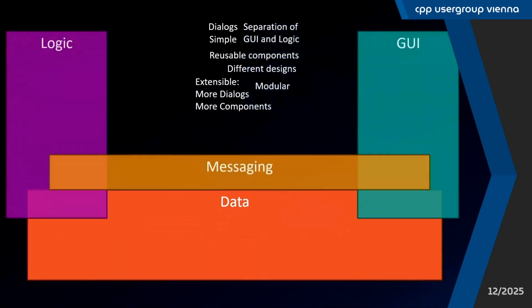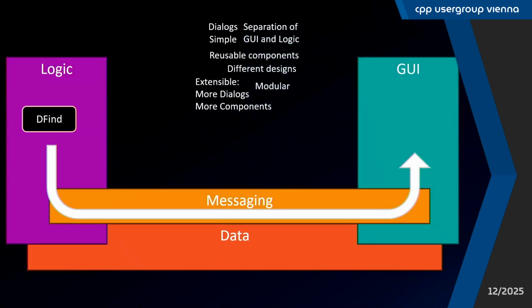Okay, now we've seen the data, so what is the idea? The idea is that the logic can create, for example, a find dialog data and send it over to the GUI. Okay, how does that work?